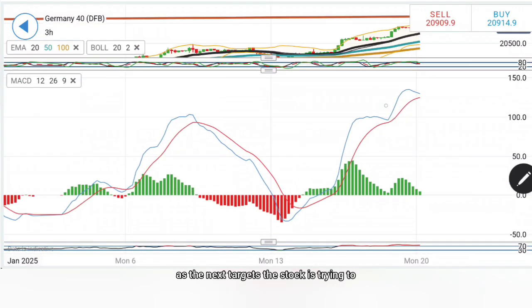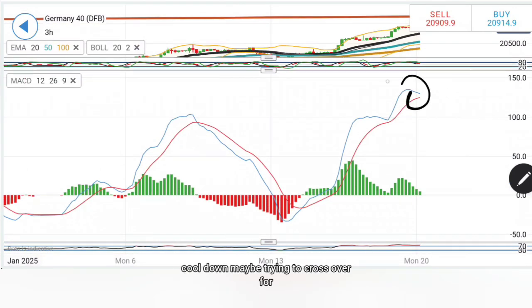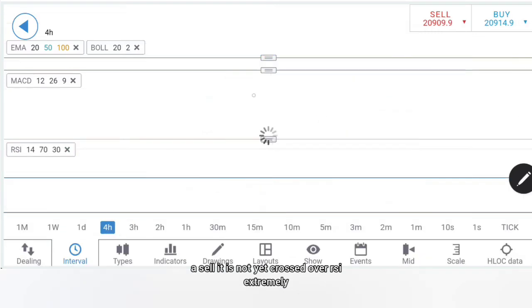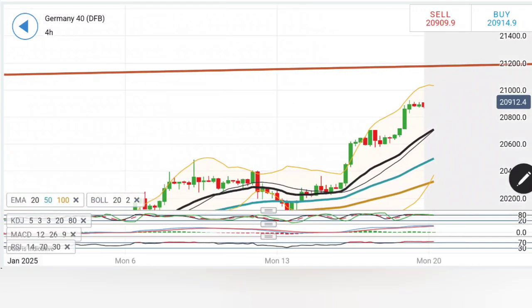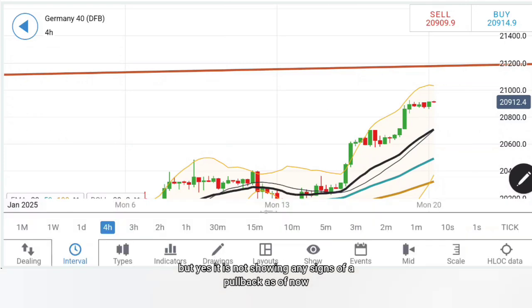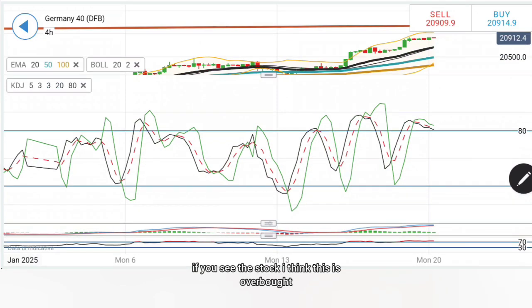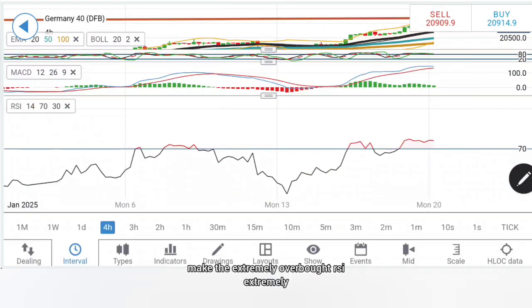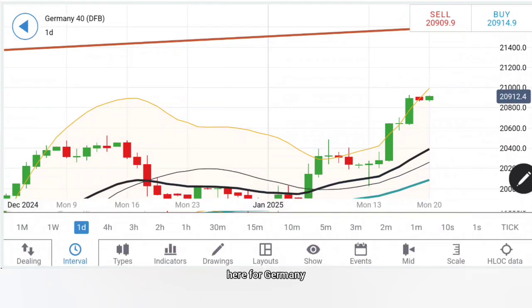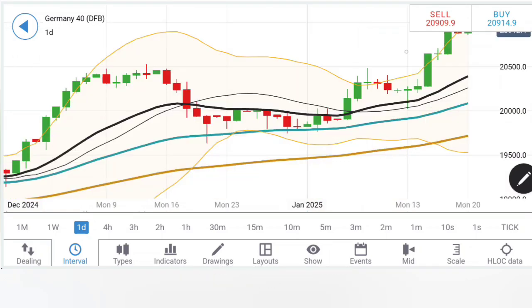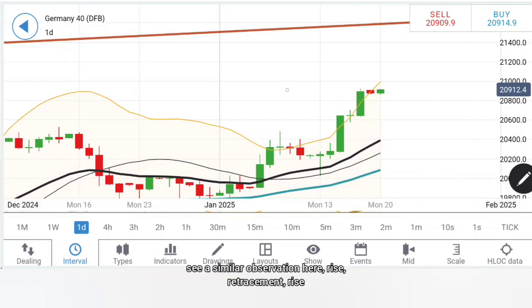The stochastic trying to cool down. MACD trying to cross over for a sell. It is not yet crossed over. RSI extremely overbought. Things are slightly overbought here for Germany 40, but yes, it is not showing any signs of a pullback as of now. If you see the stochastic, this is overbought. MACD extremely overbought. RSI extremely overbought. So things are definitely overbought here for Germany, and hence if you see it hitting 2140 zone, we can expect a pullback from there.